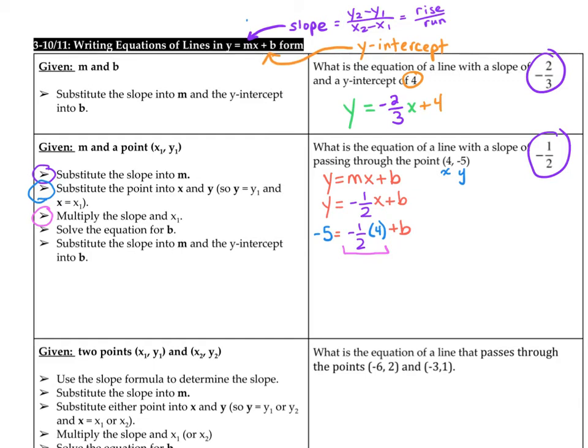So then negative 5 equals negative 2 plus b. And then now solve the equation for b. So to isolate b, you're going to add 2 to both sides. So add 2 to both sides.